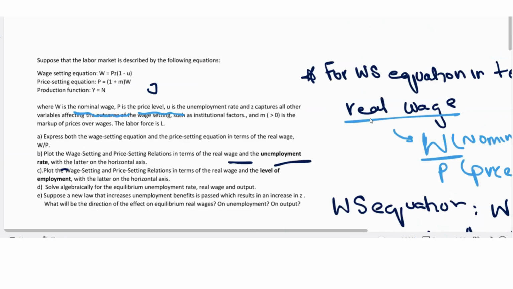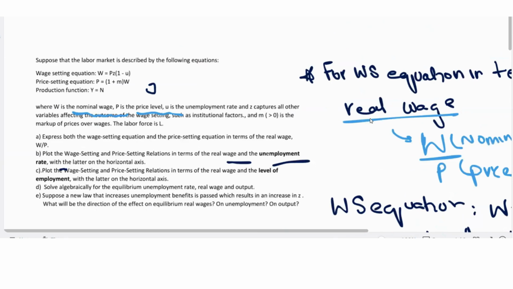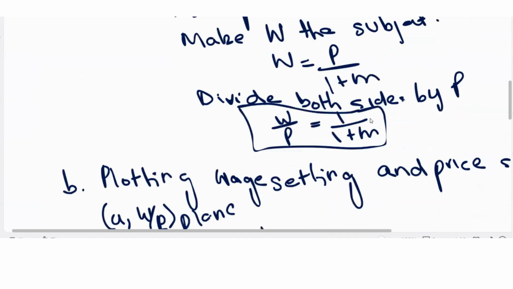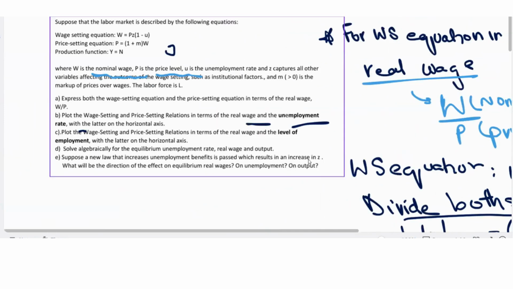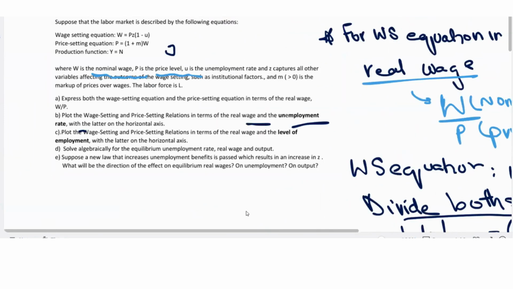Then in the second part, we wanted to plot the wage setting and price setting relations in terms of the real wage and the unemployment rate, with the latter on the horizontal axis. So we plotted a WSPS curve in the u, W by P plane. Now we want to plot them in the N, W by P plane. So plot the wage setting and price setting relations in terms of the real wage and the level of employment on the horizontal axis. Let's see how we can do that now.